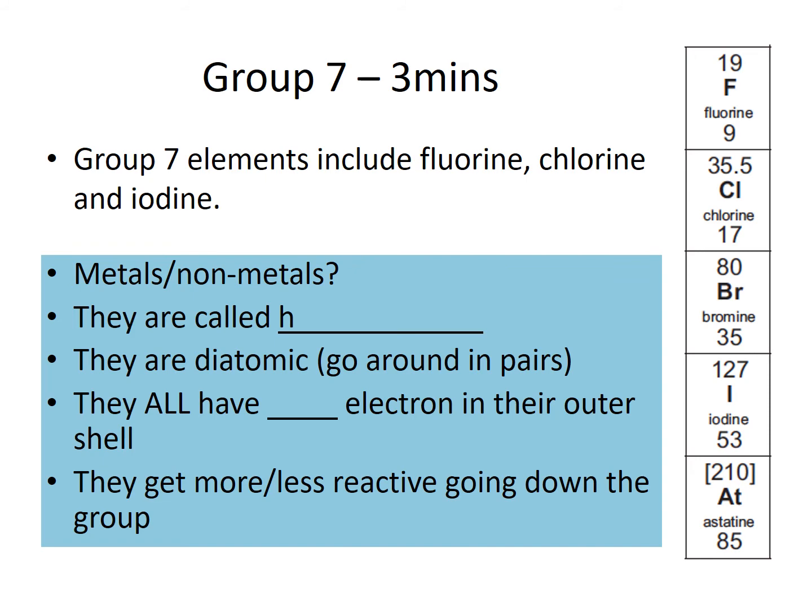Are they metals or non-metals? So we know that group 7 elements are found on the right hand side of the periodic table and they are non-metals. They have a specific name for them. They are called halogens and they are diatomic, which means they go around in pairs. They all have 7 electrons in their outer shells because they are in group 7, and unlike group 1 elements, these guys get less reactive going down the group.